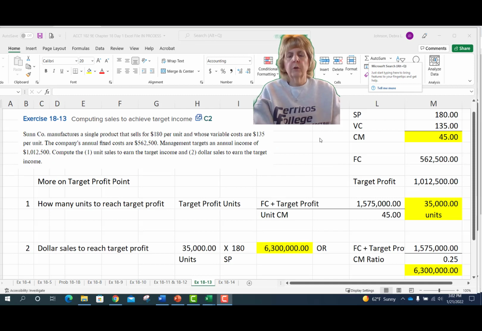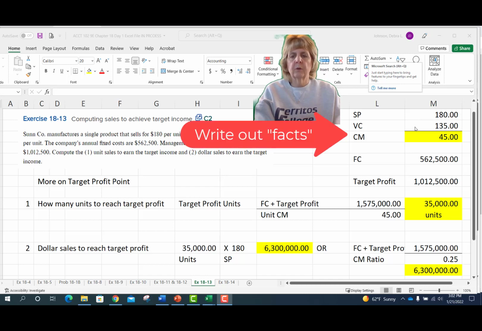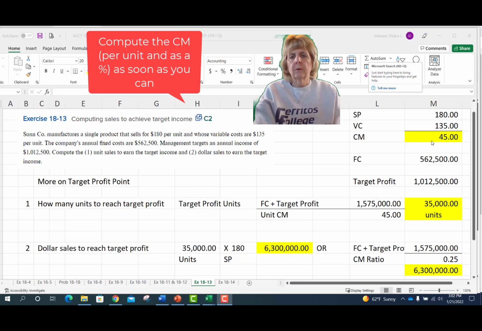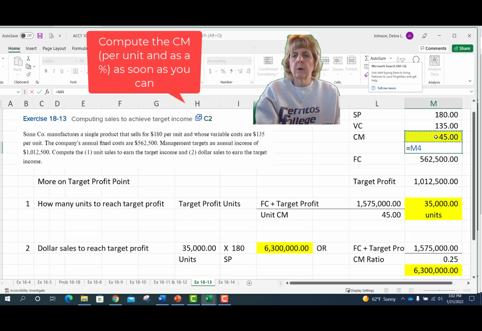Another suggestion while you're doing your homework, write down the facts of the problem. That will help you in more complicated chapters to narrow your focus on the relevant information. So in this case, we were given the set of facts that the selling price was $180, the variable cost was $135, and immediately the first thing I calculated is the contribution margin. I probably should have taken that a step further and also should have computed the contribution margin ratio. In fact, let me do it right now as we speak.